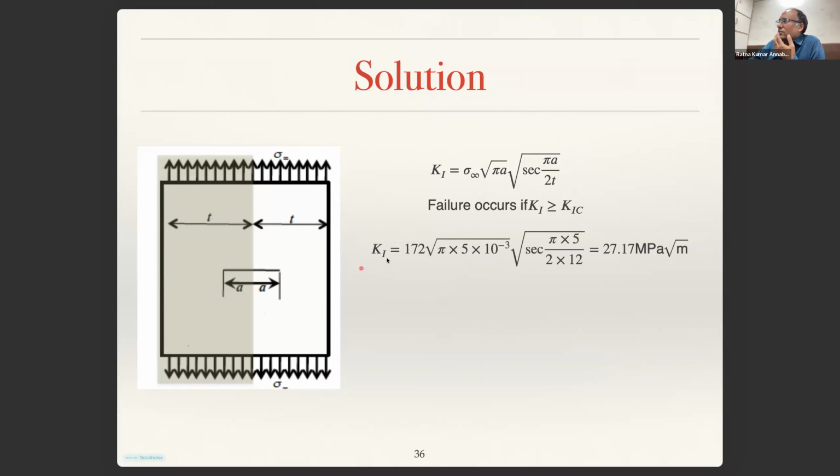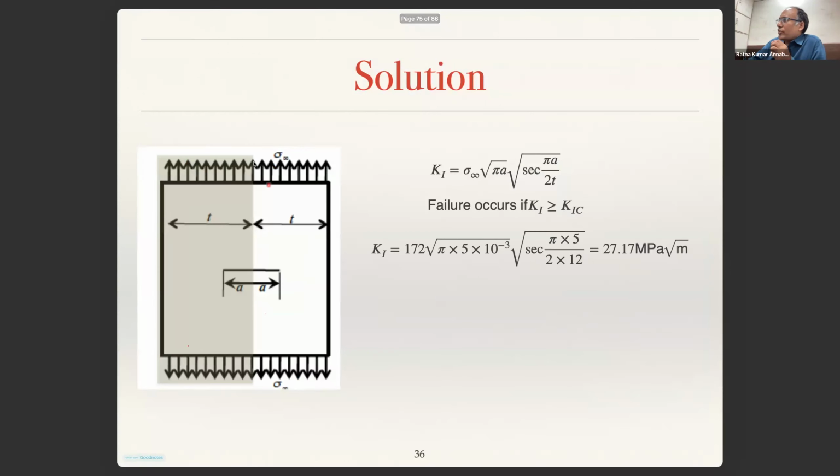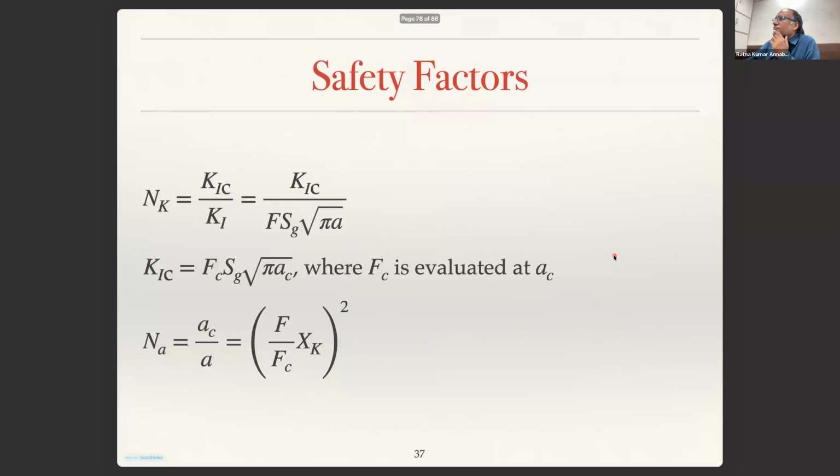So I compute K1: sigma root pi a, where a is half crack length, times root of secant of pi into 5 by 2 into 12, that is 27.7 MPa root meter. What is K1C, by the way? 24. What did I get? 27.7. And hence, will it fail or not? Yes, it will fail. So hence the crack will fail. That means this wall cannot withstand that kind of a load.